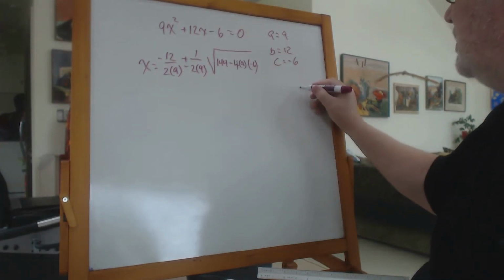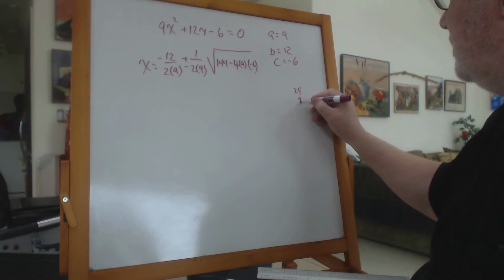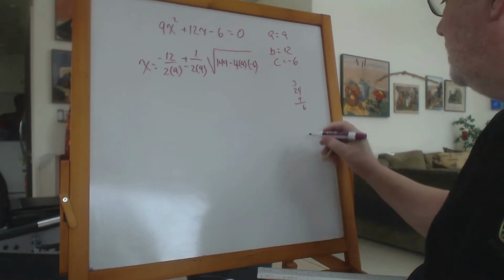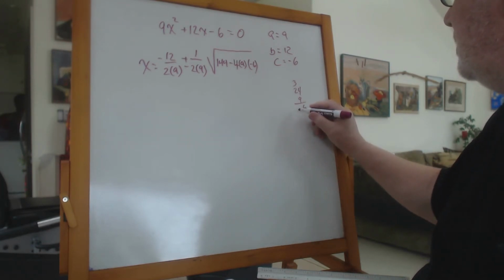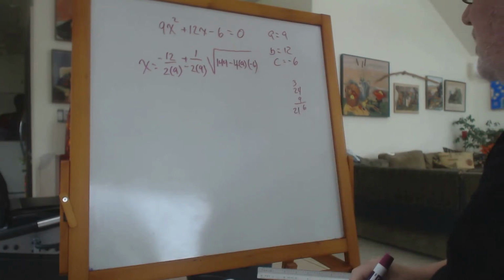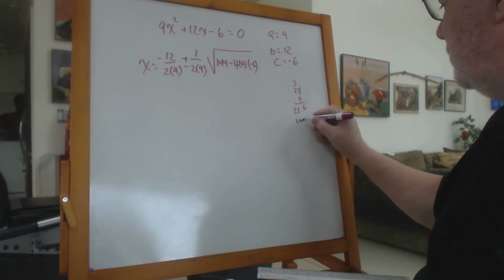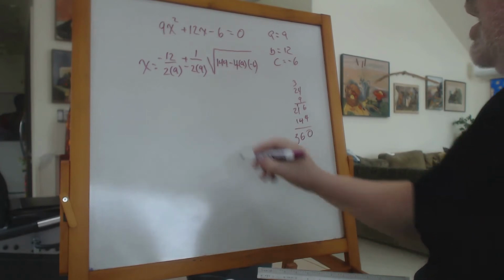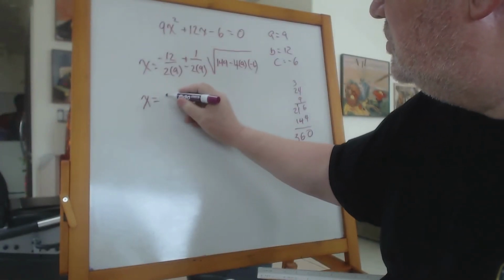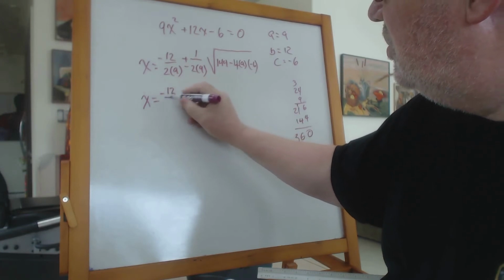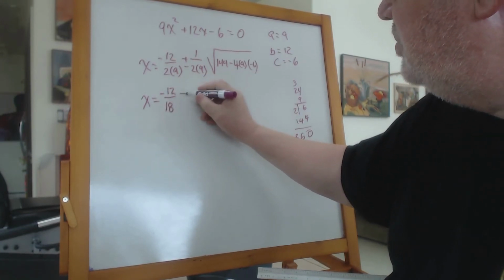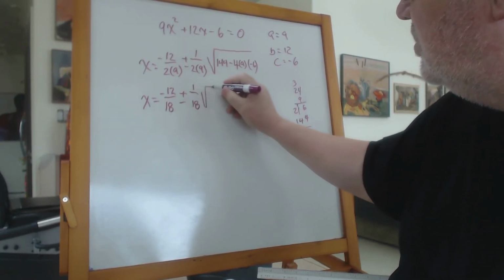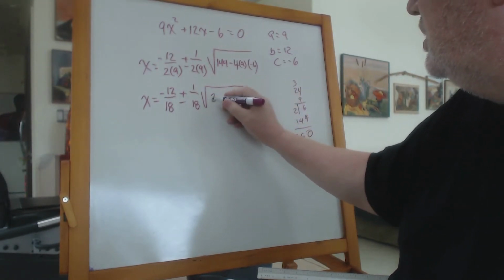So we have 24 times 9, that's 216. So 216 plus 144 is 360. So x is equal to minus 12 over 18, we can reduce that, plus or minus 1 over 18 square root of 360.